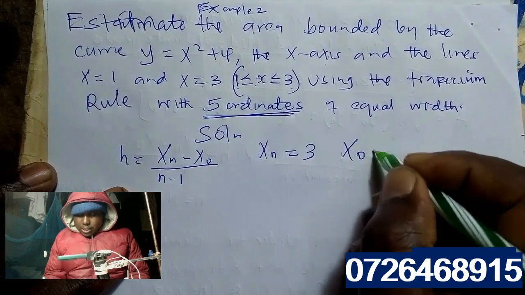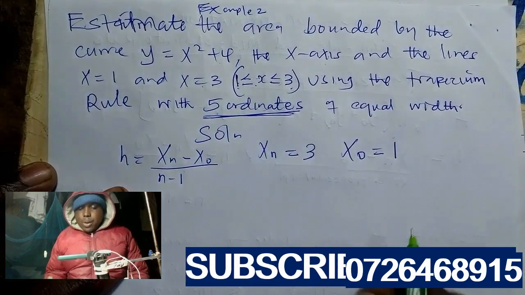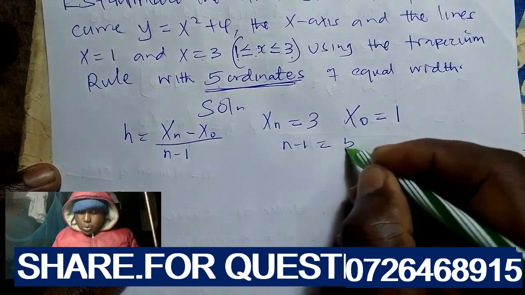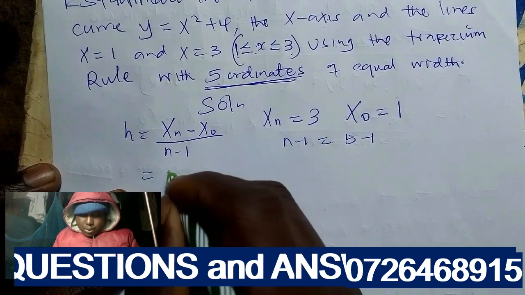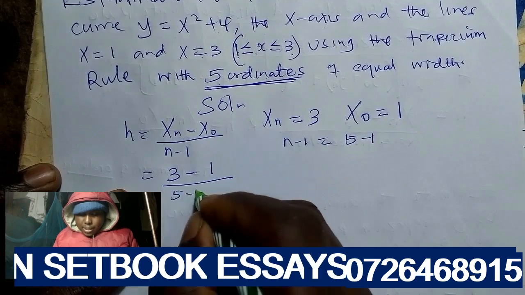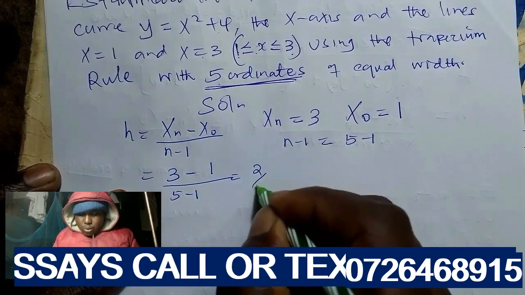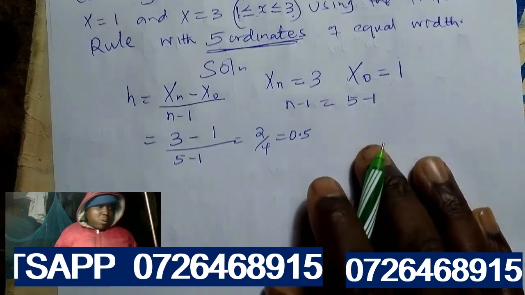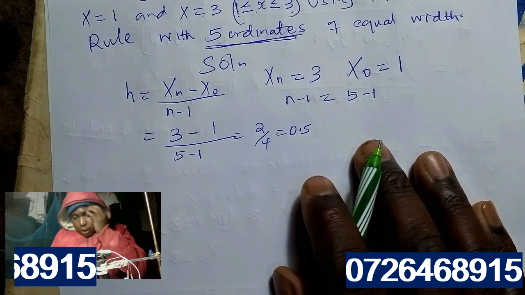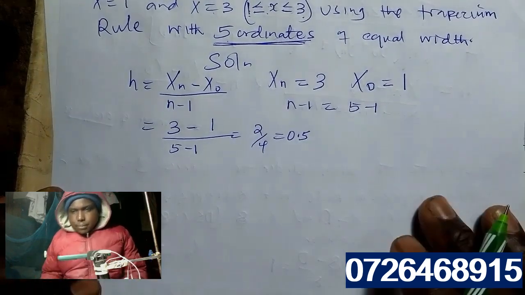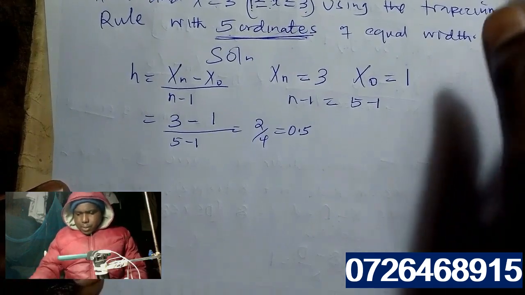X naught is equal to 1. And then n minus 1 will be equal to 5 minus 1. So here we have 3 minus 1 over 5 minus 1. So it is 2 over 4, and this is 0.5.